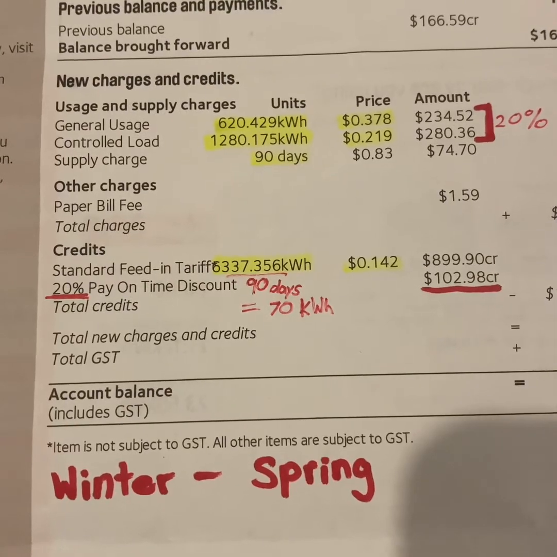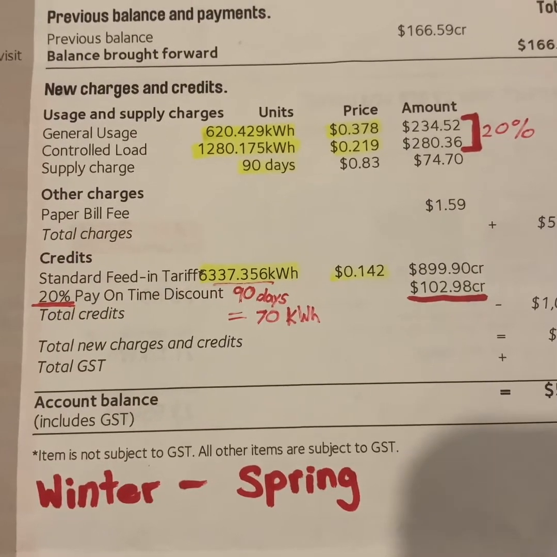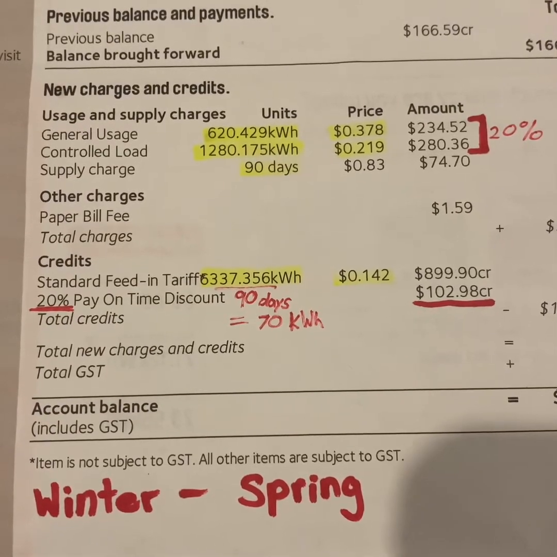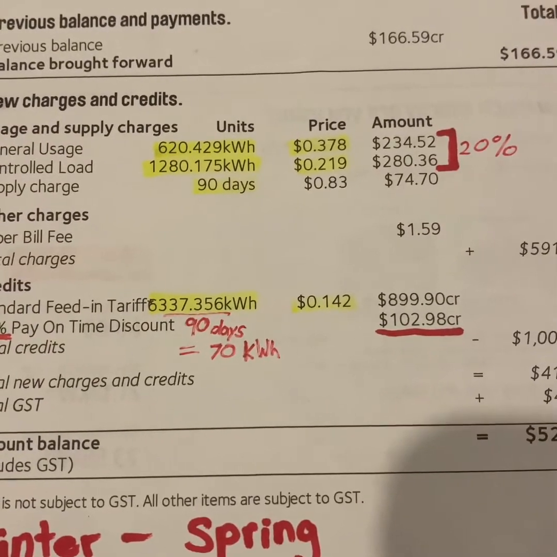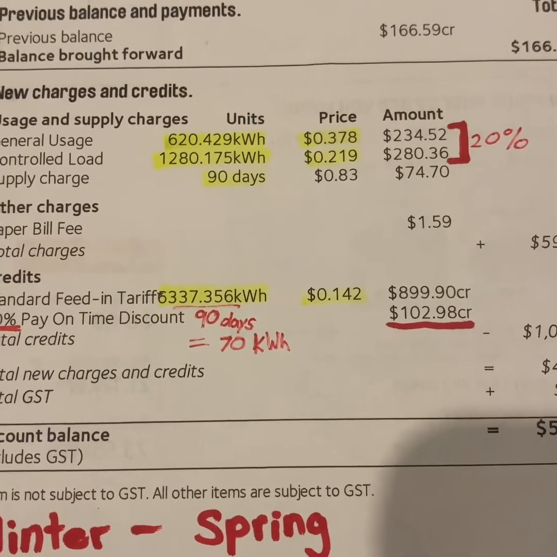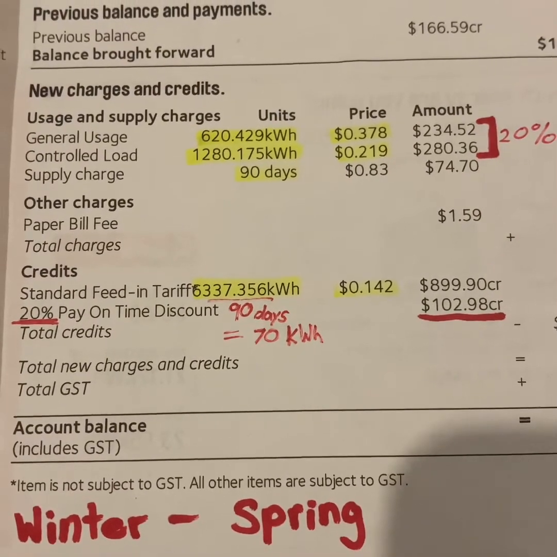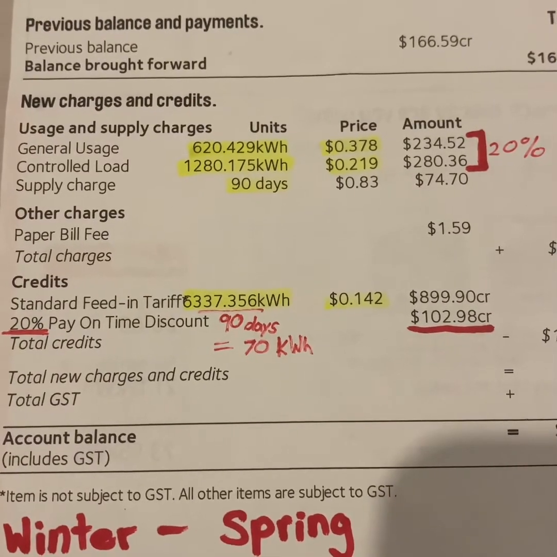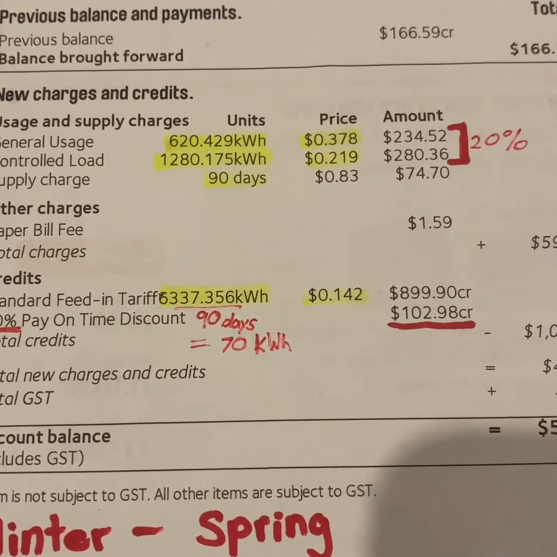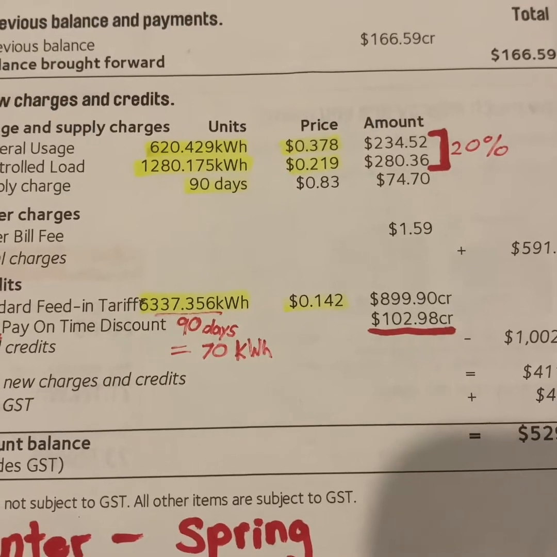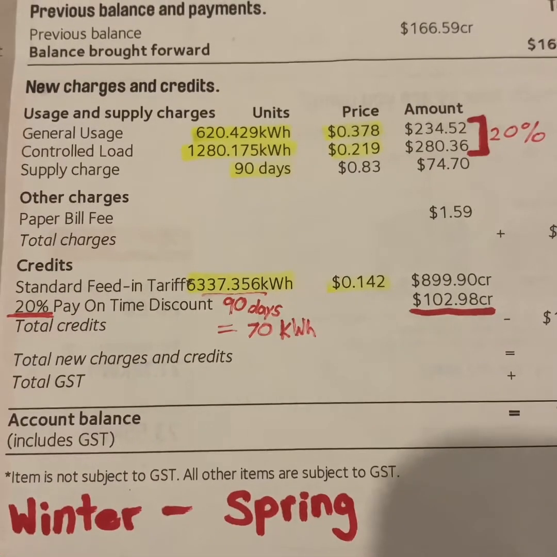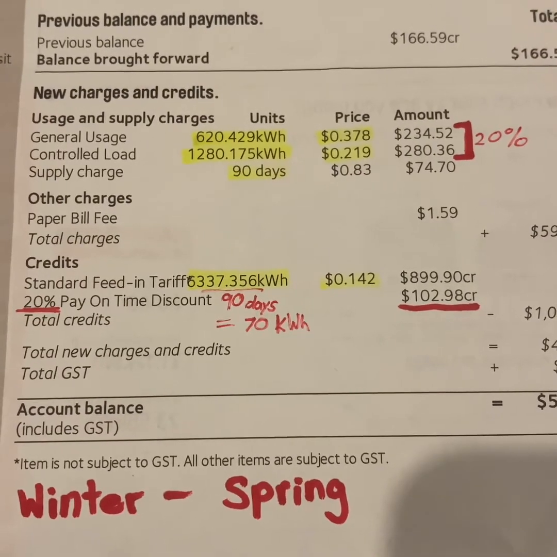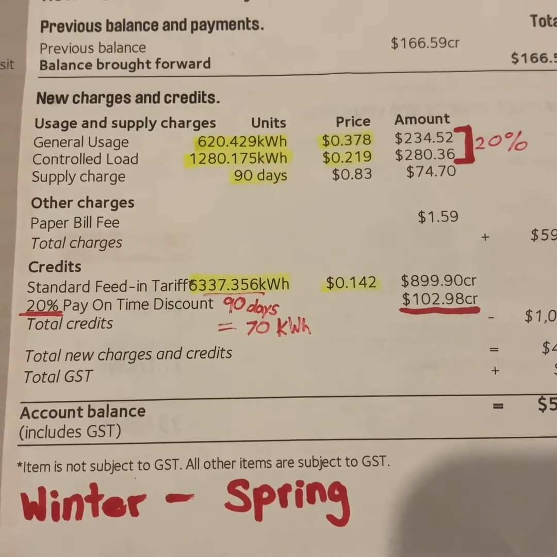So you can see the general usage, which is the electricity that we buy back from the network. We're paying 37.8 cents. Over this 90-day period, I bought 620, and that came in at $234. Now, controlled load, as I have a storage electric hot water service.